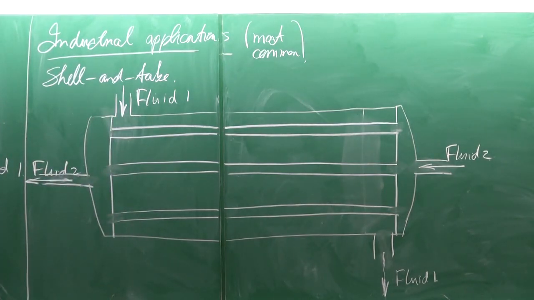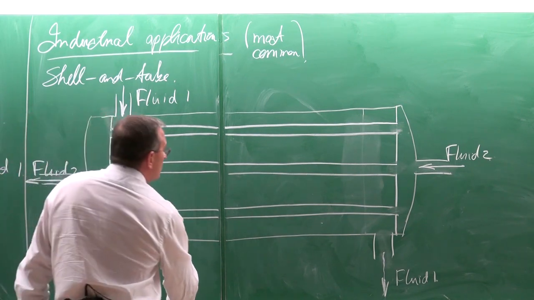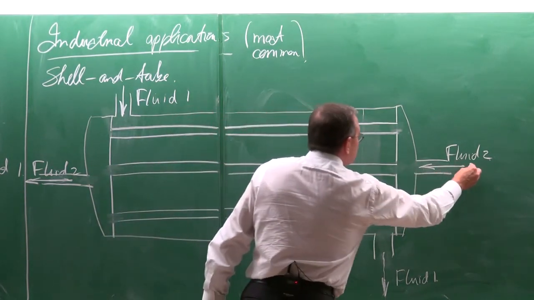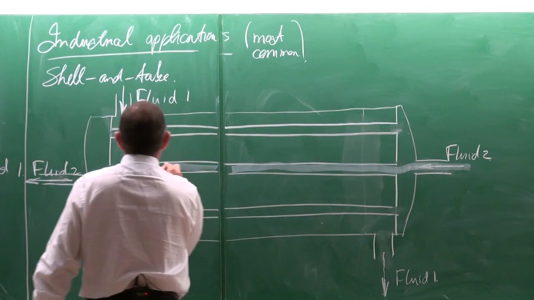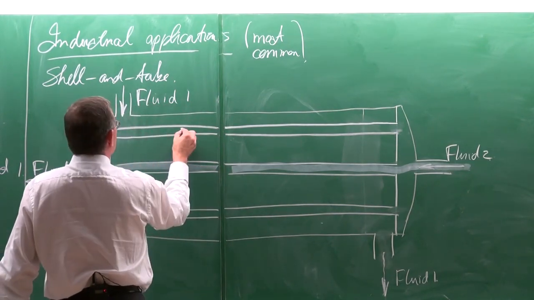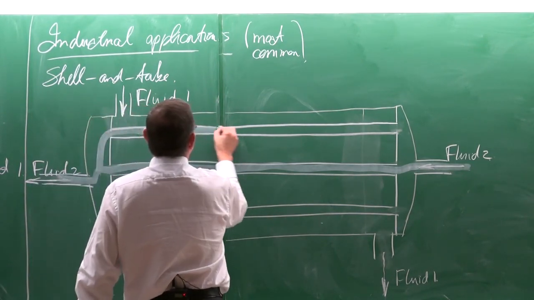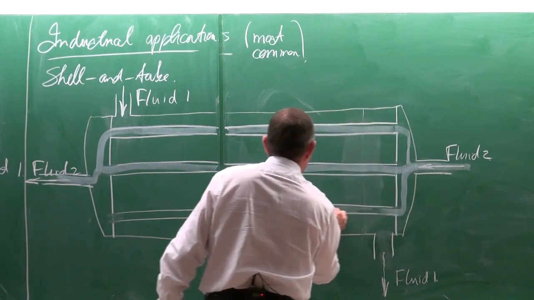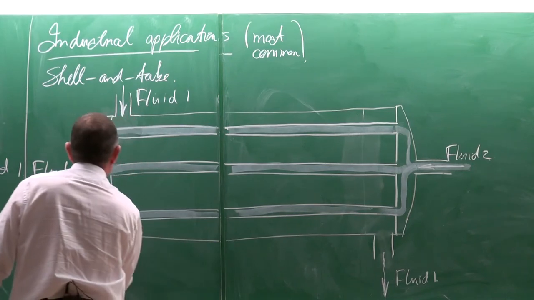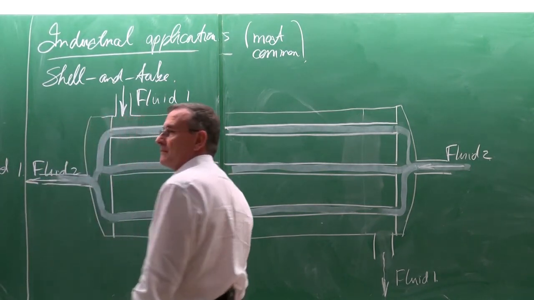Let me see if I can put some color also in it. So let's suppose that is fluid 2. Then fluid 2 will go through there, will go out there, typically like that. So there, then out there. Okay.